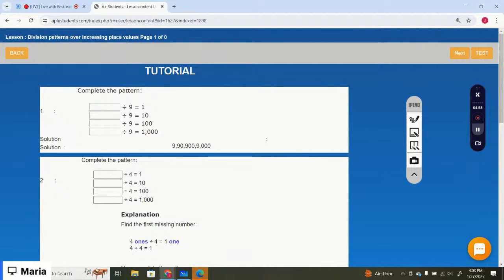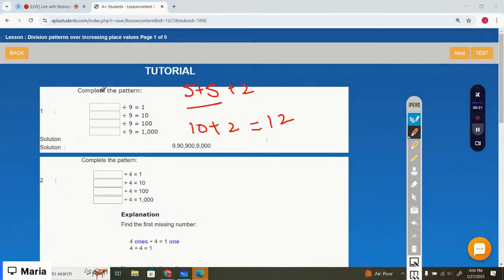Complete the pattern. So what number divided by 9 equals 1? When you divide a number by itself, the answer is always 1. So that is 9 divided by 9 is 1. 90 divided by 9 is 10. Then you have 900 divided by 9 is 100. Then you have 9000 divided by 9 is 1000.